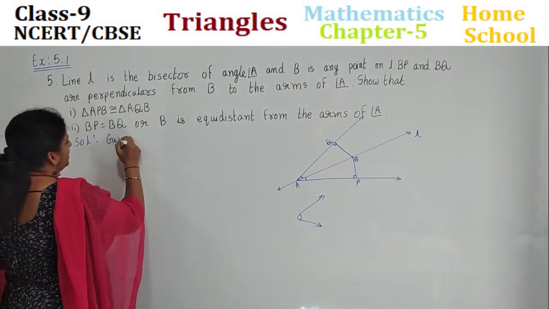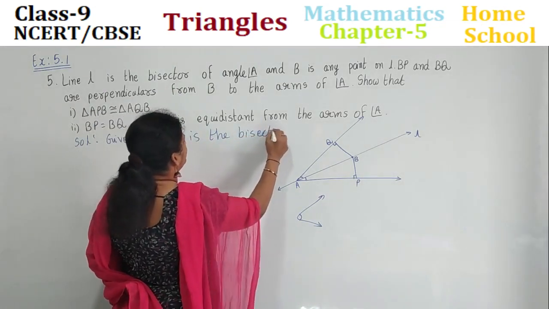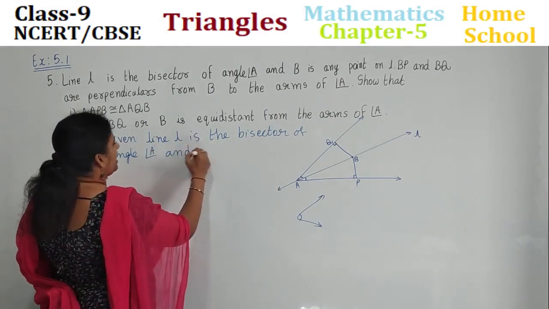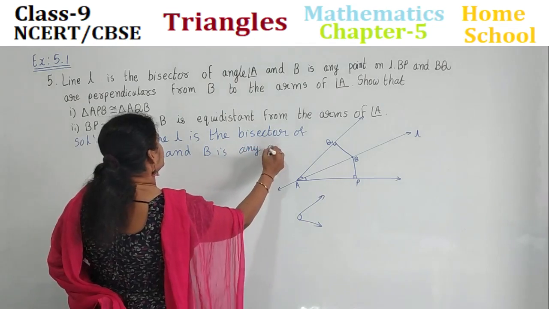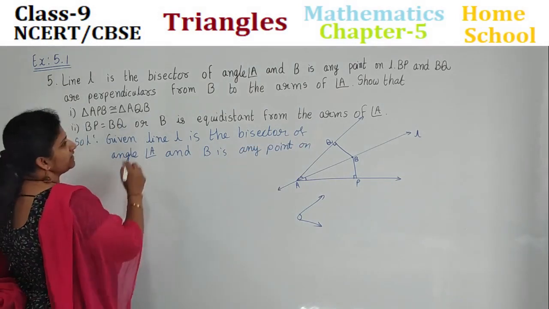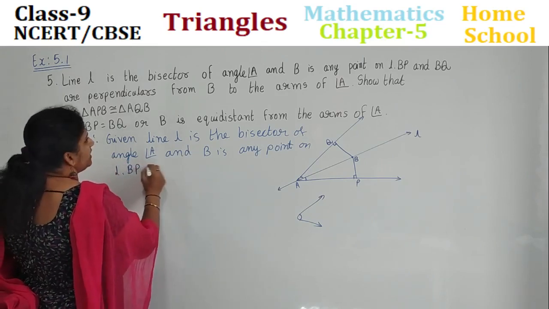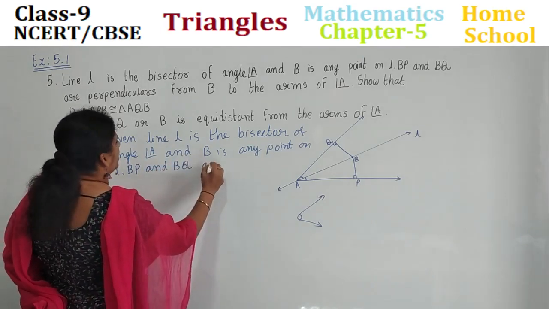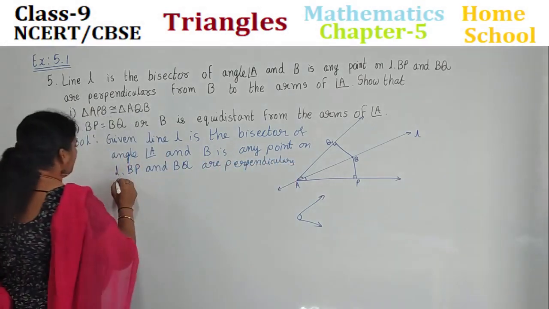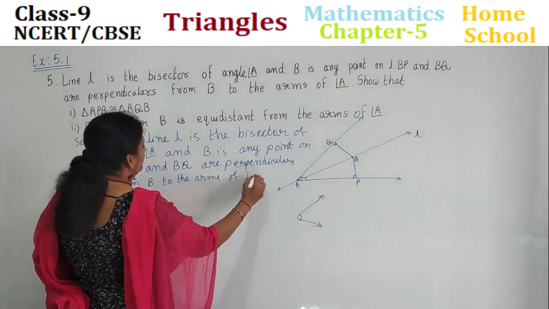Data, what is given? Given: line L is the bisector of angle A and B is a point on L. BP and BQ are perpendiculars from B to the arms of angle A. Children, in geometry, whatever the question is, we write almost the question in the answer. Now in data, we write the given data. What to prove, we write in prove.